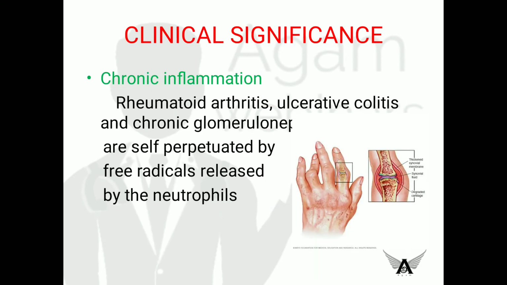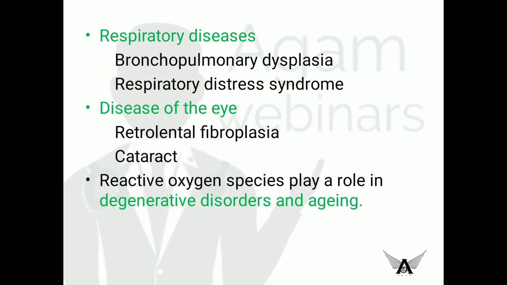Moving on to other important clinical conditions. In chronic inflammatory states like rheumatoid arthritis, chronic ulcerative colitis, and chronic glomerulonephritis, these disease conditions are self-perpetuated by free radicals released by the neutrophils. Normally during these inflammatory states, neutrophils are recruited to the site and release free radicals, which complicate the condition. Understood?